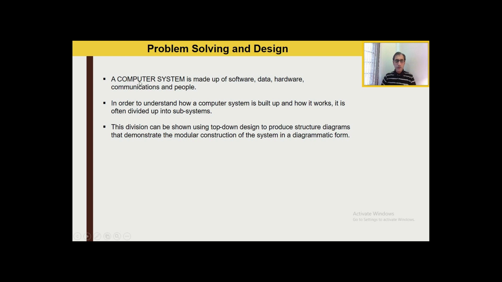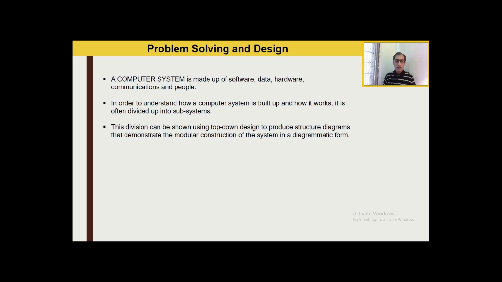Well, you do know that a computer system is made up of software, data, hardware, communications, and people. So these are the key building blocks of a computer system. Without all these components being there, a computer system is not complete. You do know what hardware is and what software is.